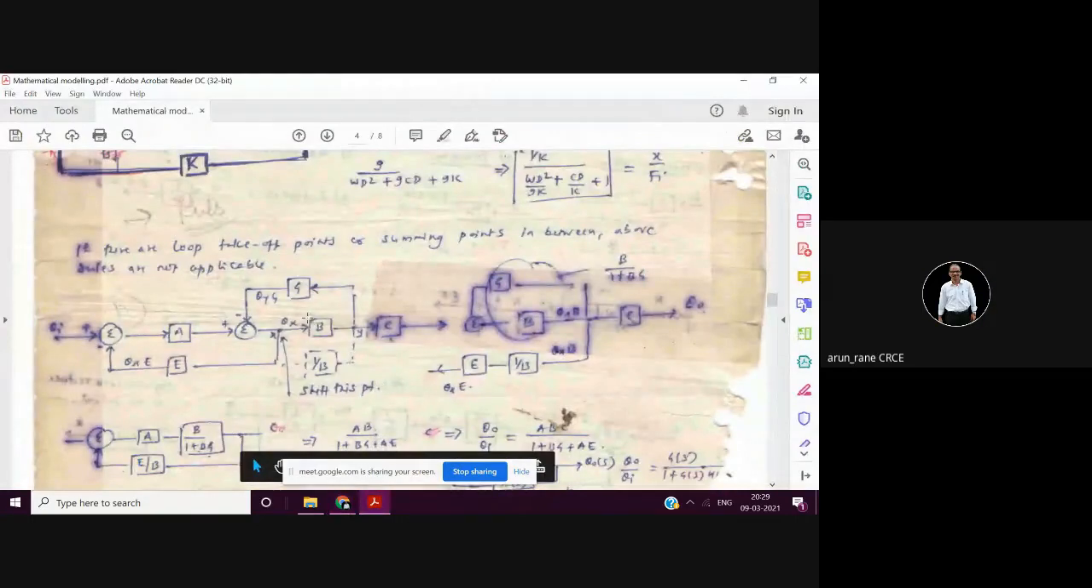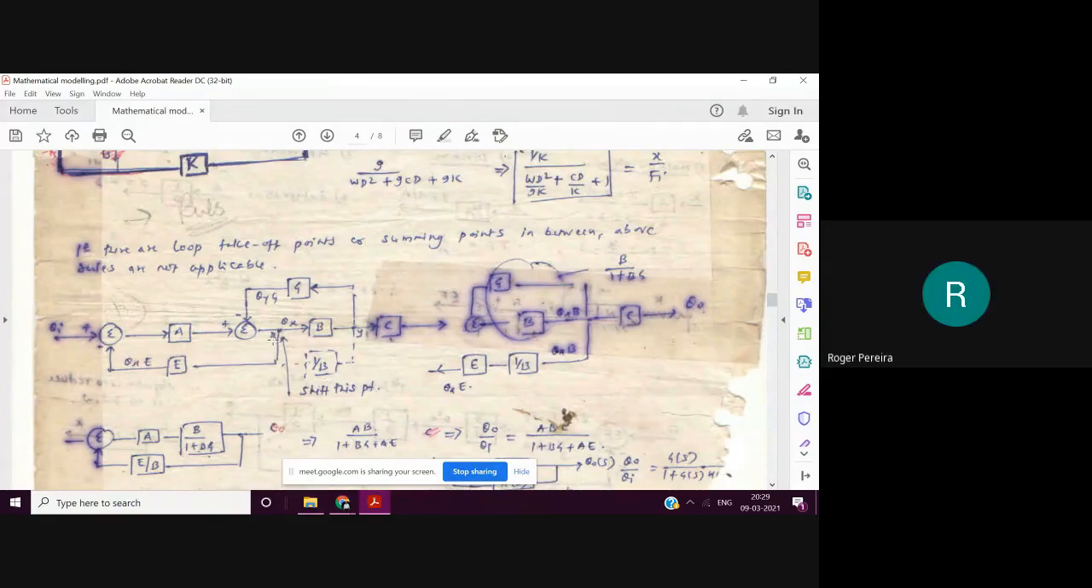So in this case, now you cannot apply those two blocks in parallel. So you'll have to shift this takeoff point first. Now if you want to shift this takeoff point, then you'll have to add one more block of 1 by b over here. Because here, what is the output here? Say it is x. So if you are adding 1 by b, see now this block b is here.